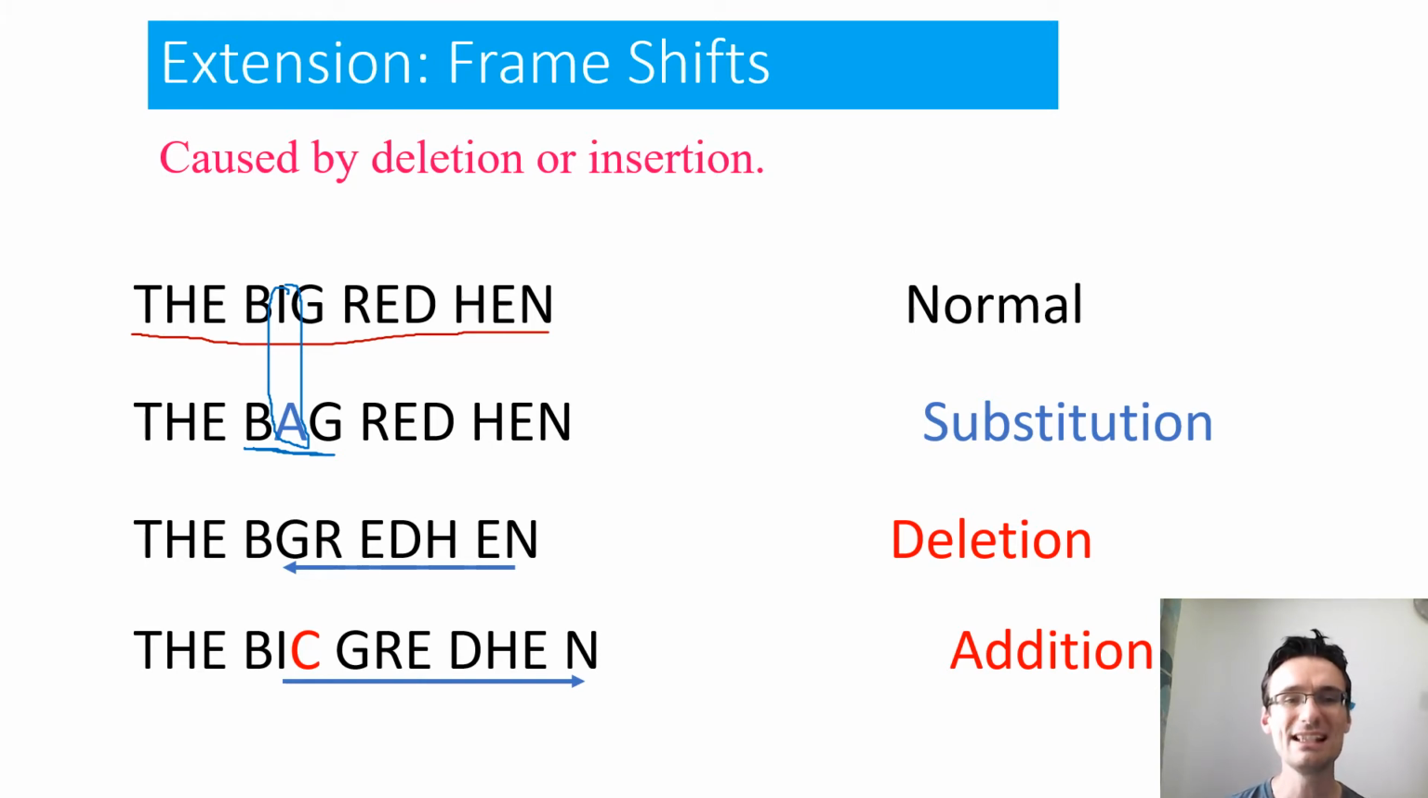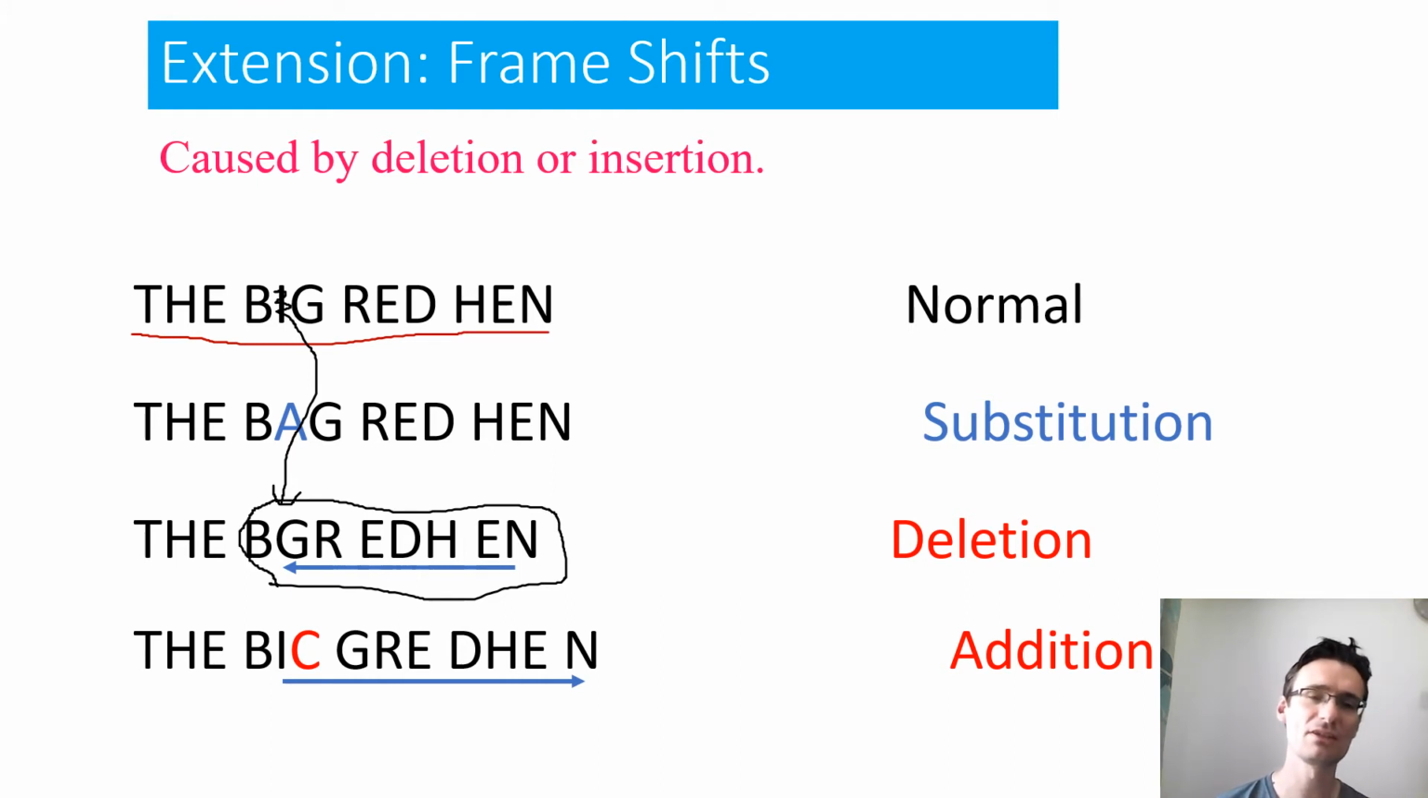If, however, I do a deletion and I get rid of that letter I altogether, so let me just delete some of this scribble for a second. So if I get rid of that letter I altogether, what happens then is I get this. So instead of the big red hen, it becomes a bgr edh en. Okay, so all of these words have now been affected because the one letter has been deleted, and that means all the bases become one closer, and therefore it alters every codon to follow.